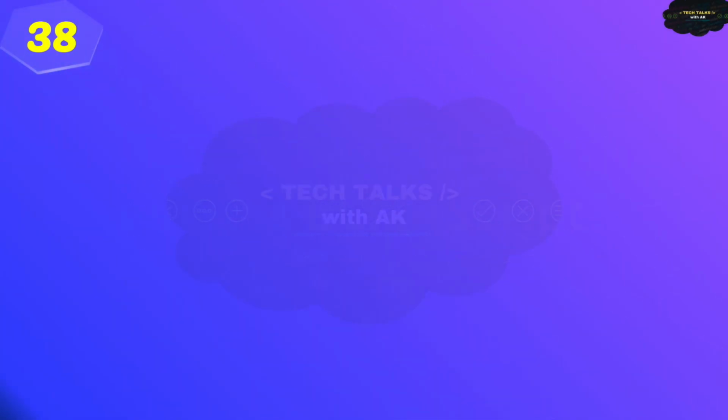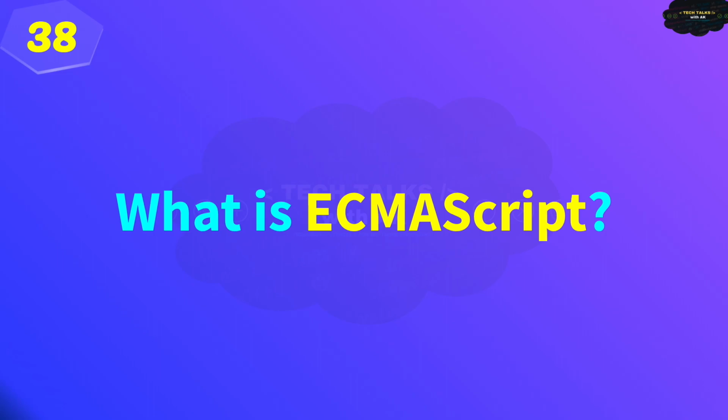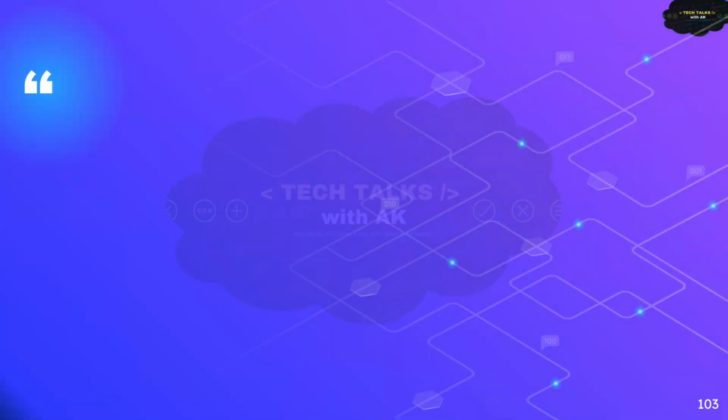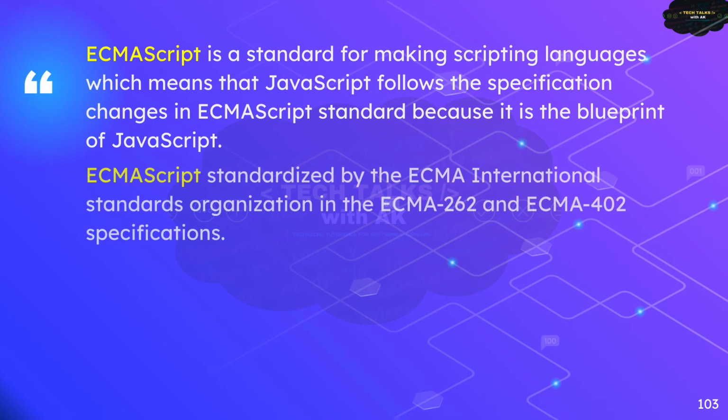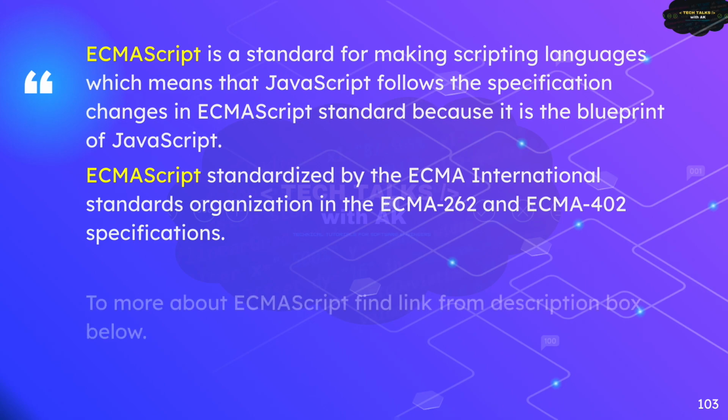The next question is, what is ECMAScript or what is ES? And the answer is, ECMAScript is a standard for making scripting languages, which means that JavaScript follows the specification changes in the ECMAScript standard because it is the blueprint of JavaScript. ECMAScript is standardized by the ECMA International Standard Organization in the ECMA 262 and ECMA 402 specifications. To know more about ECMAScript, please find the link in the description box below.